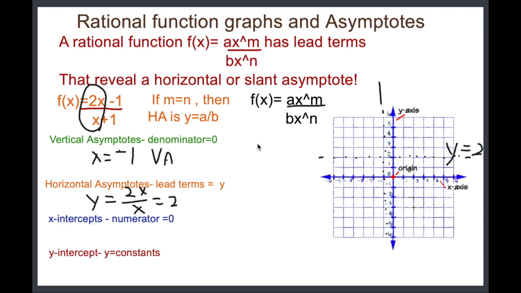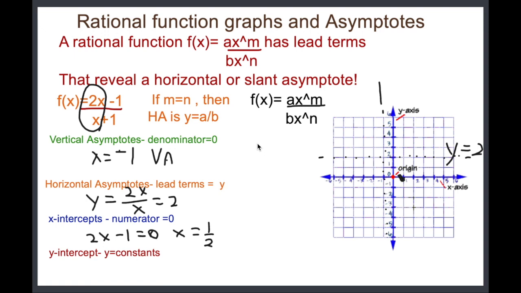Then we come to the x-intercepts. That is from the numerator, so 2x minus 1 equals 0. So x equals 1/2. That's an x-intercept, so that would go right here.